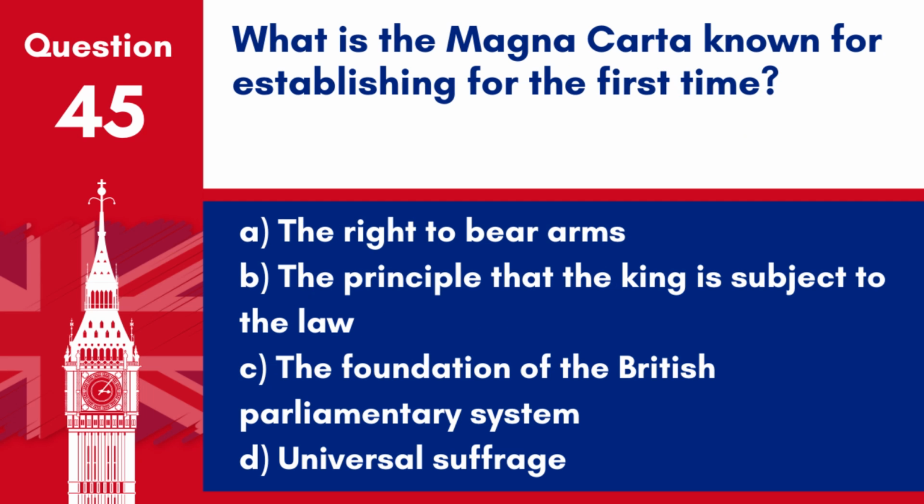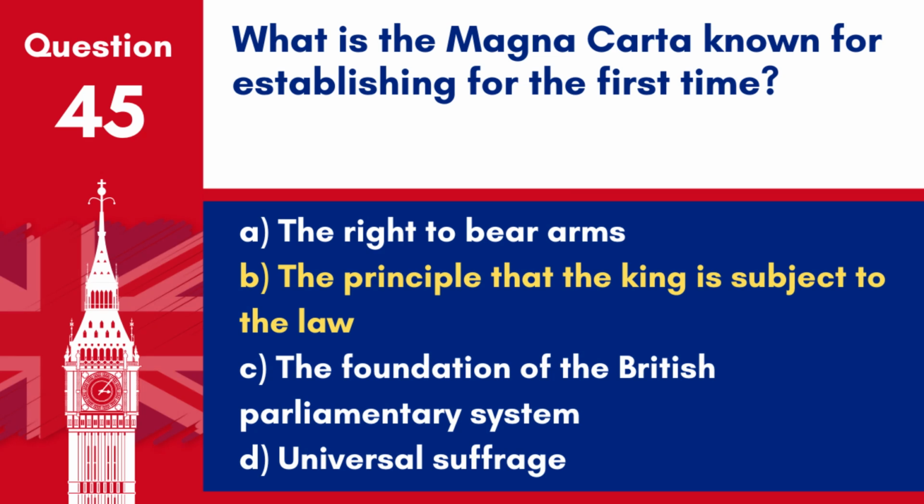Question 45. What is the Magna Carta known for establishing for the first time? A. The right to bear arms. B. The principle that the king is subject to the law. C. The foundation of the British parliamentary system. D. Universal suffrage. Answer. B. The principle that the king is subject to the law. The Magna Carta is known for establishing the principle that the king is subject to the law for the first time.